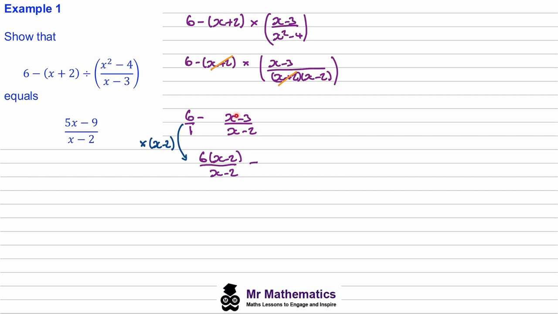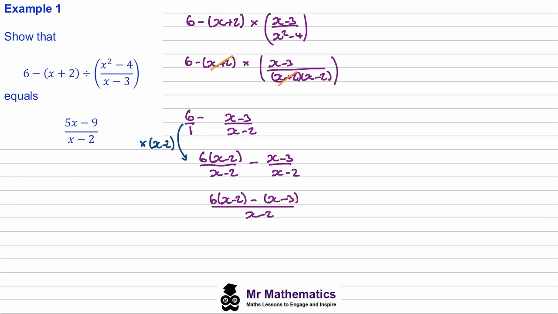minus this fraction. And now we've got the common denominator, we can write this as a single fraction all over x minus 2. And it's important to remember that we're subtracting all of this x minus 3. A common mistake here would be to subtract the x, but not include that negative 3. That's why I've put this in brackets here.